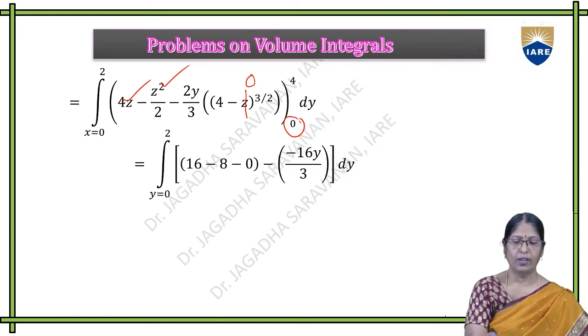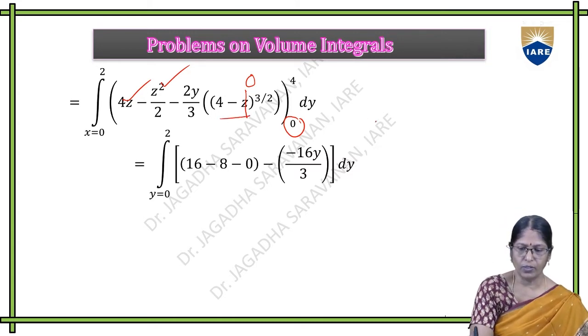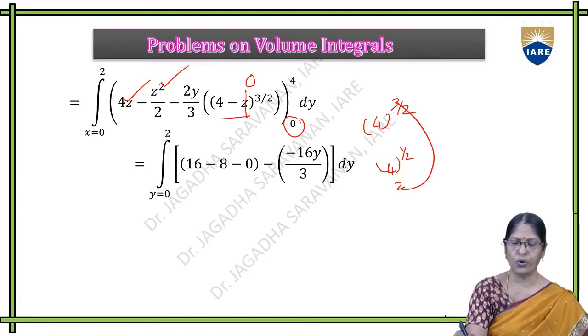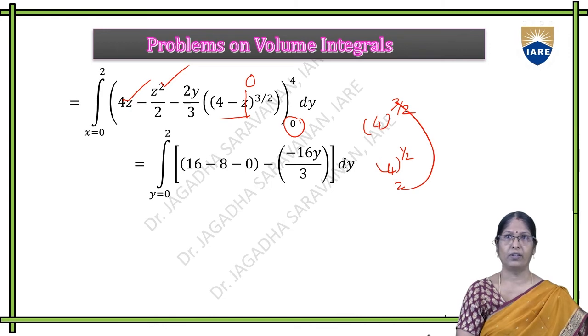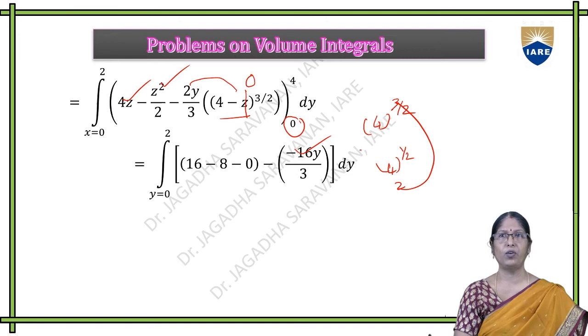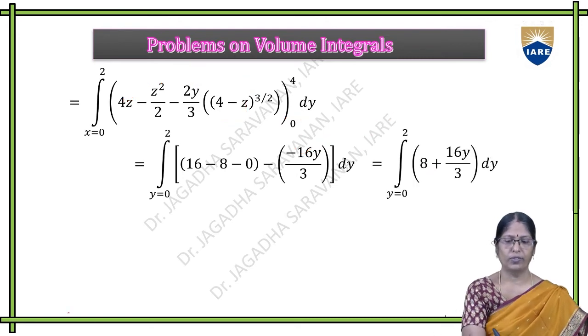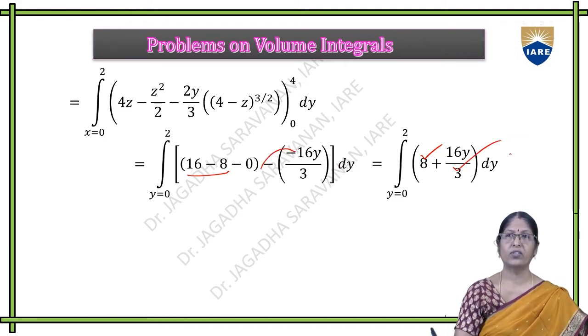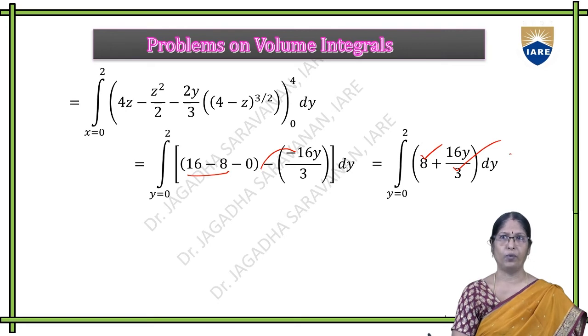Before that, here this is 4 power 3 by 2. That is 4 power 1 by 2 cubed, that is square root of 4, square root of 4 is 2, 2 cube, it is nothing but 8. So the 8 into minus 2 becomes minus 16y by 3. So in this simplification, minus minus put together is plus. So 16y by 3 of dy.